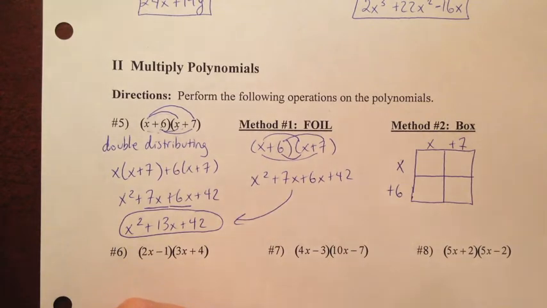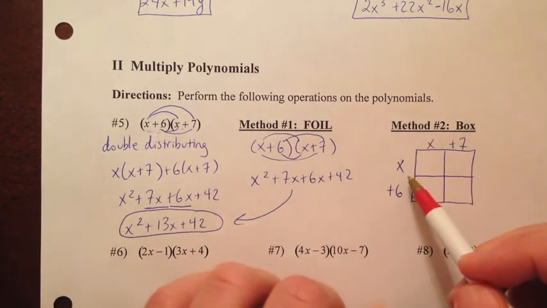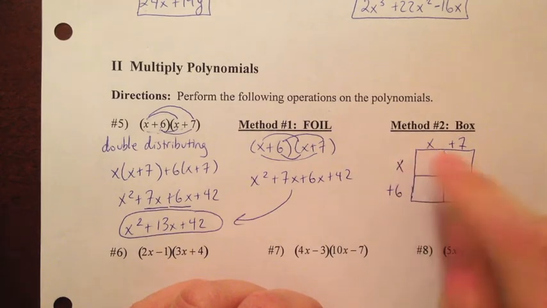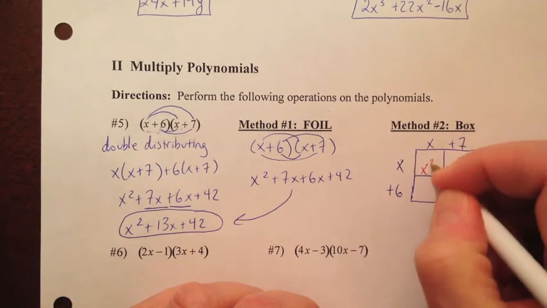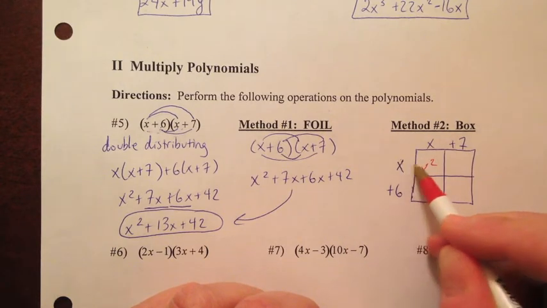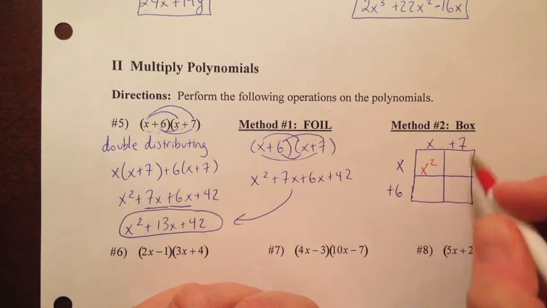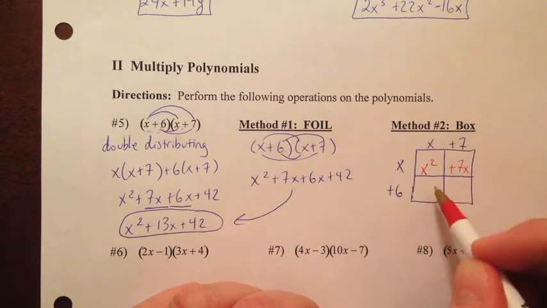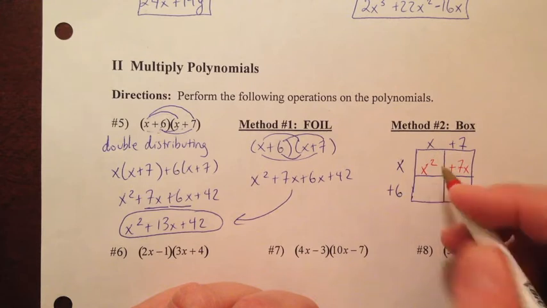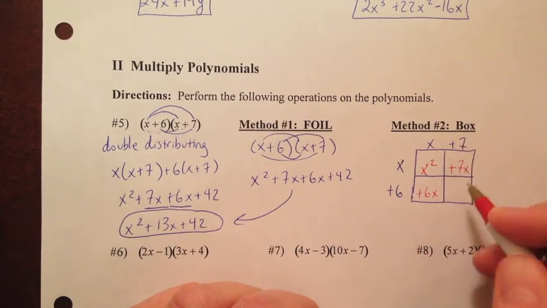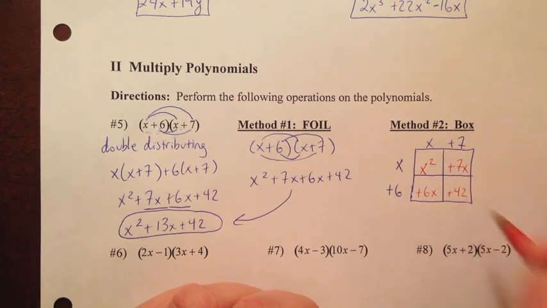And to fill in my box, what I do is I multiply. So to get the first square, I'm going to multiply x times x, which is x squared. To get the square to the right of that, I'm going to multiply the row, which is x, times the column, which is 7. That's positive 7x. And then down here, I'm going to multiply 6 times x, which is 6x. And then I'm going to multiply 6 times 7 to get the last square, which is 42.